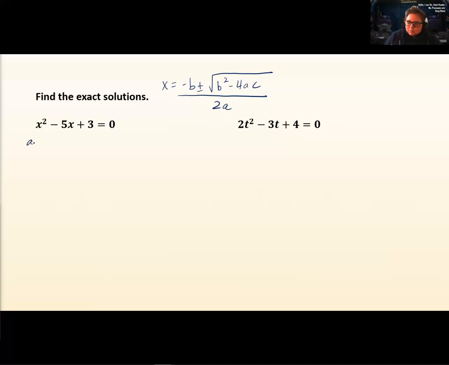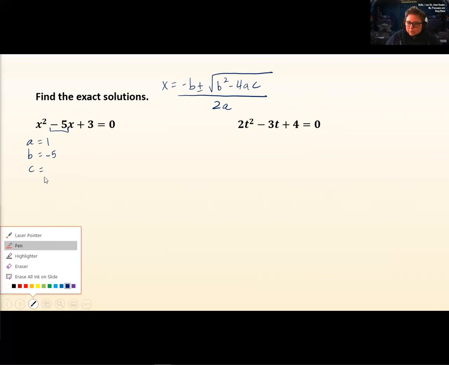Okay. So in this one, what are our a, b, and c? What's our a? 1. Good job. And our b? Would it be 5? Very close. Negative 5. Don't forget that this negative sign right here is attached to that. And our c? 3. Good job.